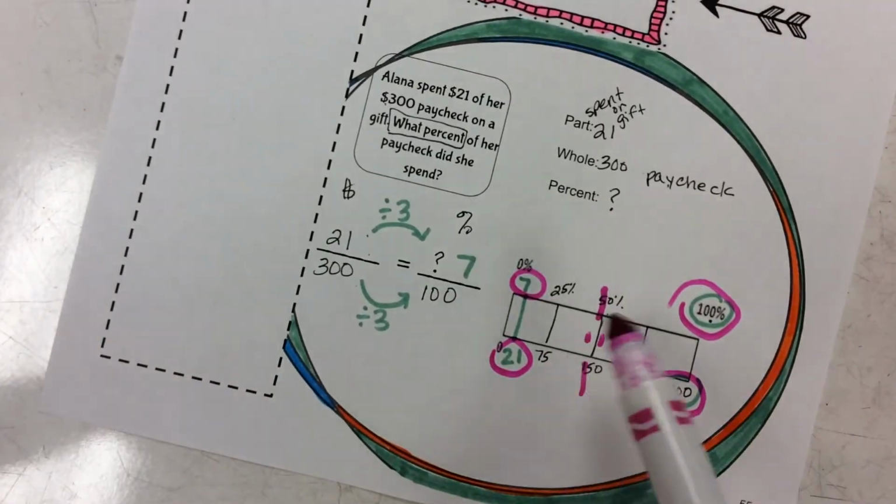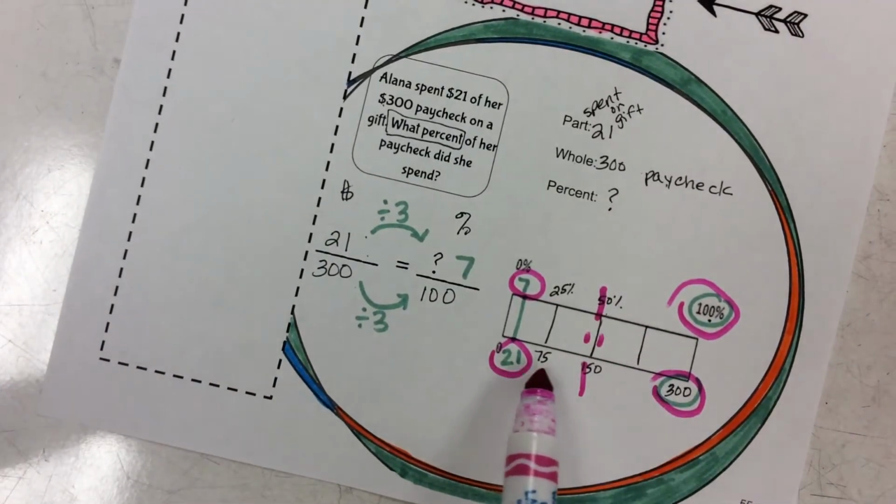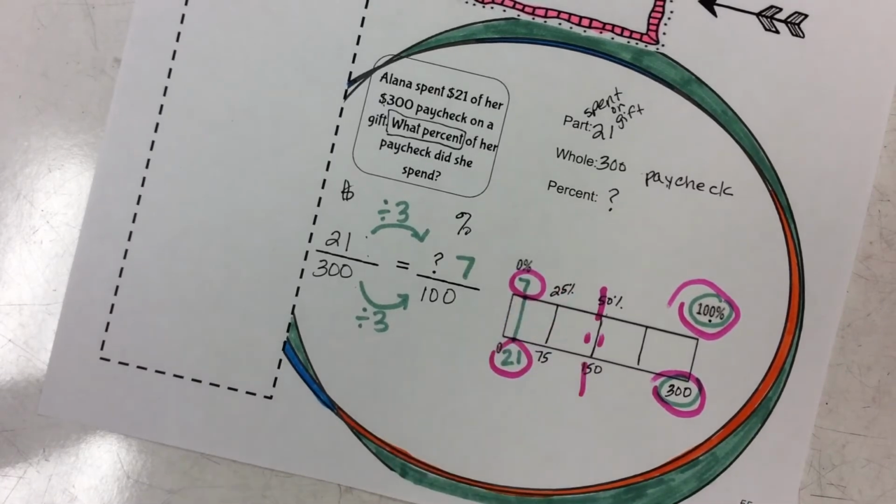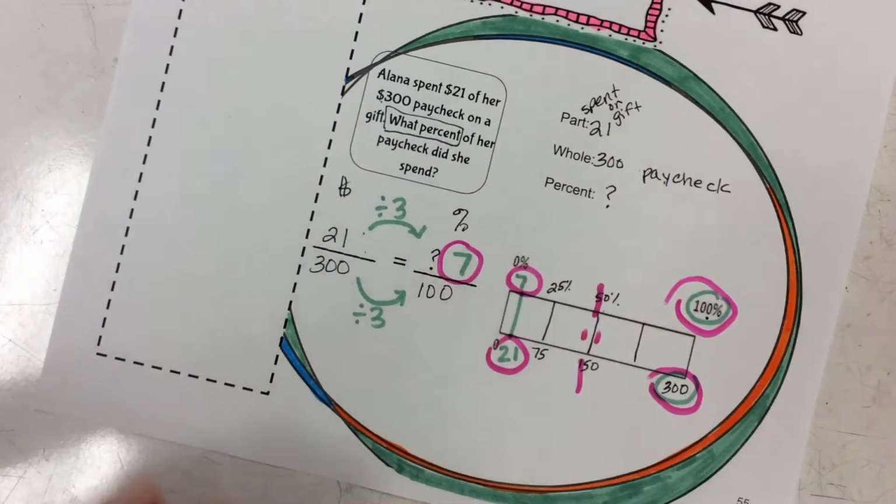Okay, but this just helps us check for reasonableness. We know it's about a third of 75, so 7 should be about a third of that number right there. Just a little bit less, okay? So this means that she spent 7% of her paycheck on this gift. Okay, we're going to do 2 more.